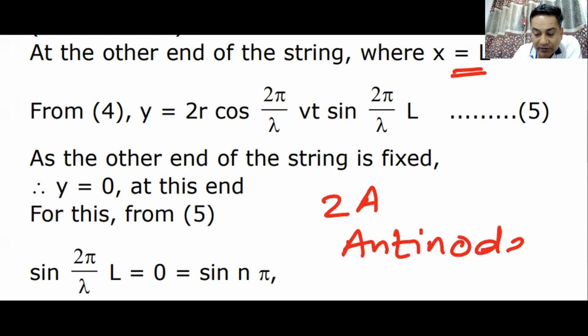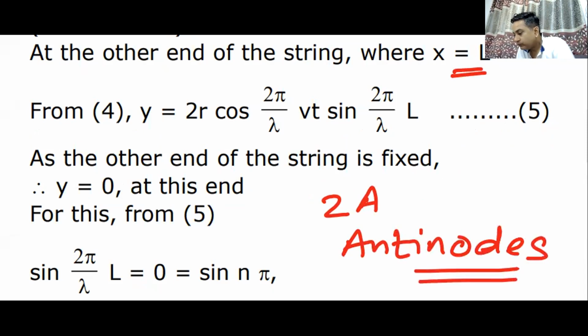Can you remember this? Nodes and antinodes for standing waves. Nodes are the points where the displacement is 0. Antinodes are the points where the displacement is maximum. Do we understand this? Yes or no?